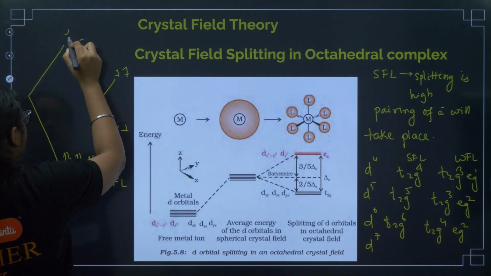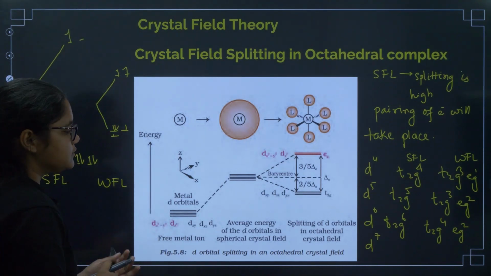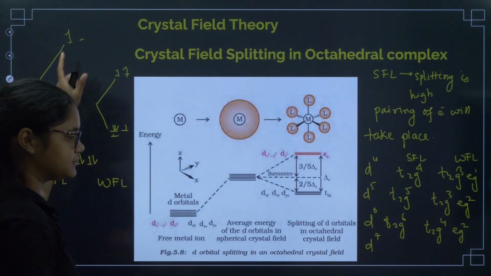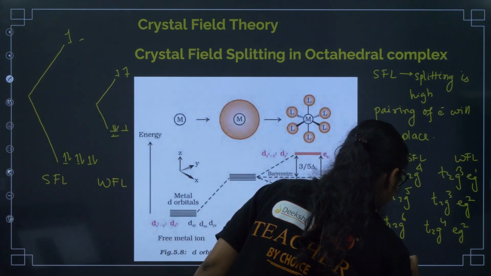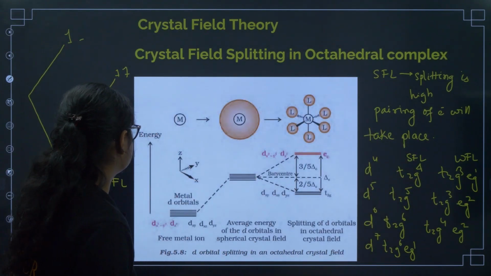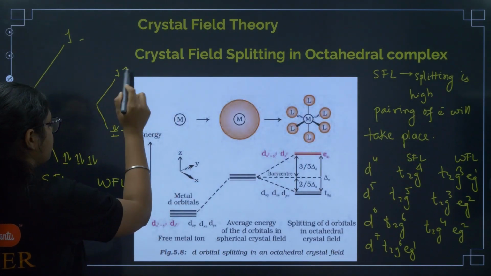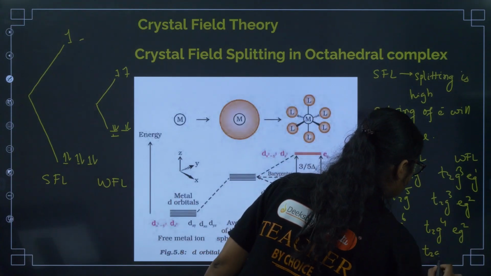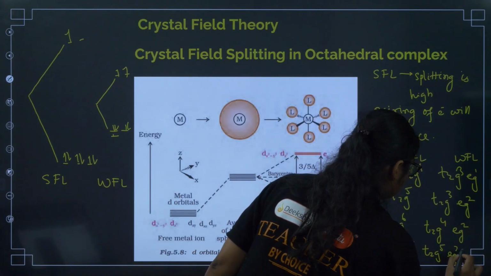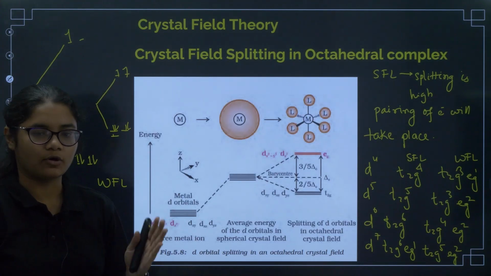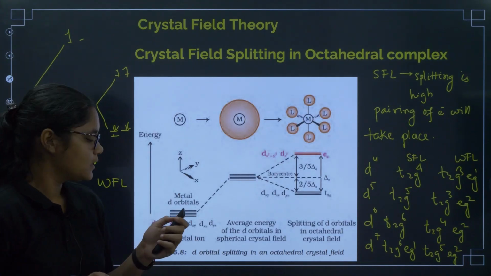Now for d7, if you see, already t2g6 has been there. Now t2g7 will come here, right? So 1, 2, 3, 4, 5, 6, the 7th electron has no other option. It has to go there. So we will get t2g6 eg1. Now for this one, 1, 2, 3, 4, 5, 6 and 7 I can fill here. So I will get t2g5 eg2. Okay. So this d4 to d7 configuration for strong field and weak field you have to remember.